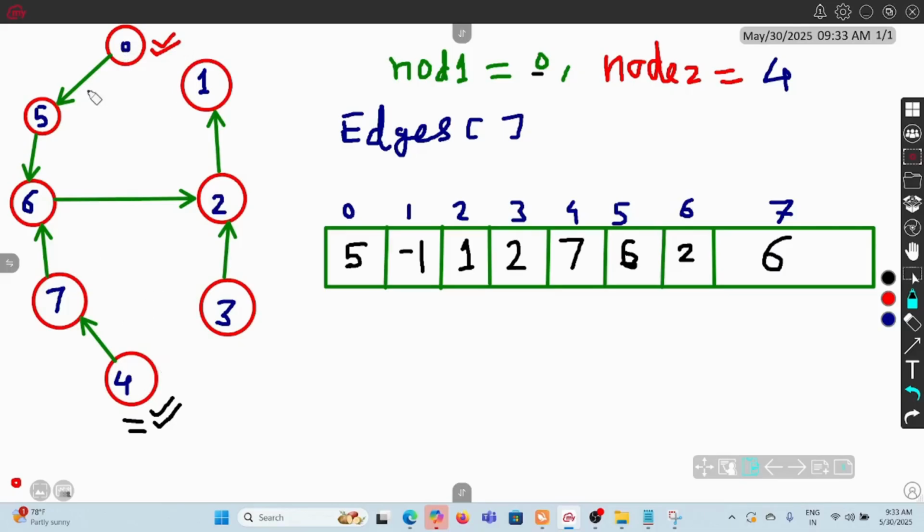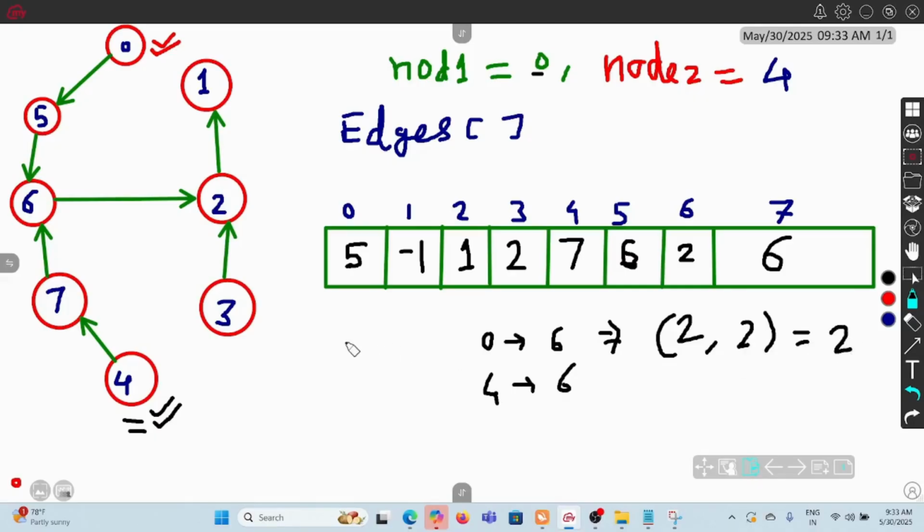So for example, from 0, 5 is reachable, but from 4 it is not reachable. From 0, 6 is reachable, right? So what is the distance from 0? From 0 till 6 is reachable, so the distance is 1 and 2, there are two edges, so 2. Now similarly from 4 to 6, how many? From 4 to 6 is also 2, right? So we will take the maximum of these two. 2 and 2, the maximum is 2 only. Okay, we found 1.